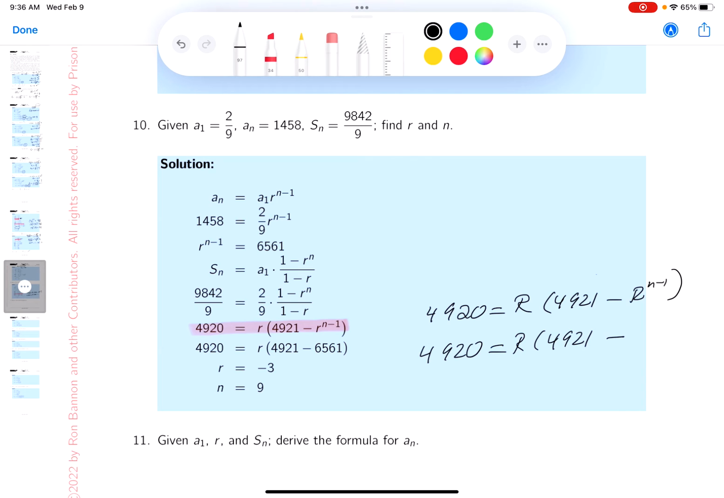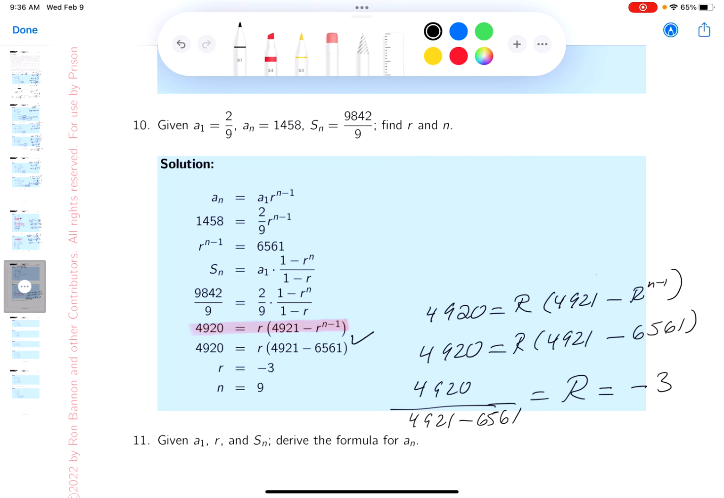Well, what's that equal to? 6,561. That's where this is coming from. And then what do you use? Solve for r. Fairly simple to do, by the way. It's 4920 over 4921 minus 6561. Again, I am not opposed to using a calculator. I realize people get tired, but if you do that, you'll get minus 3.